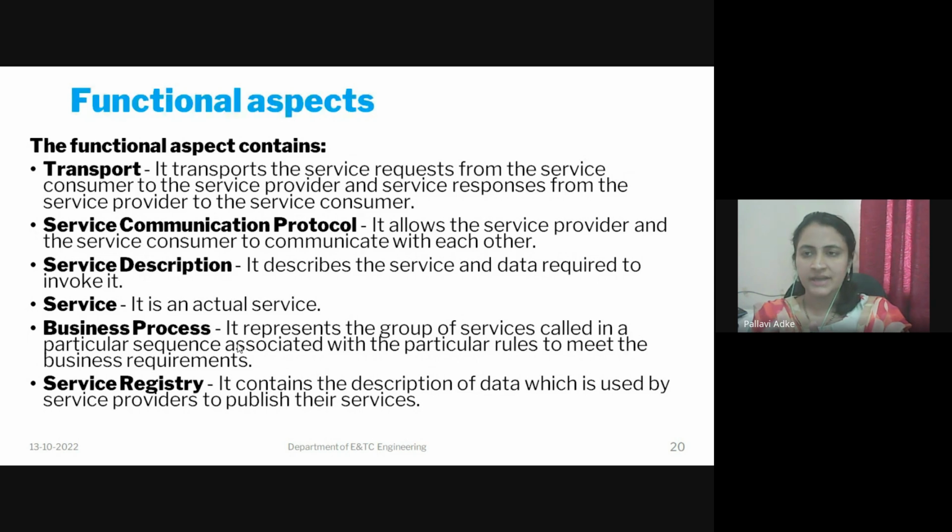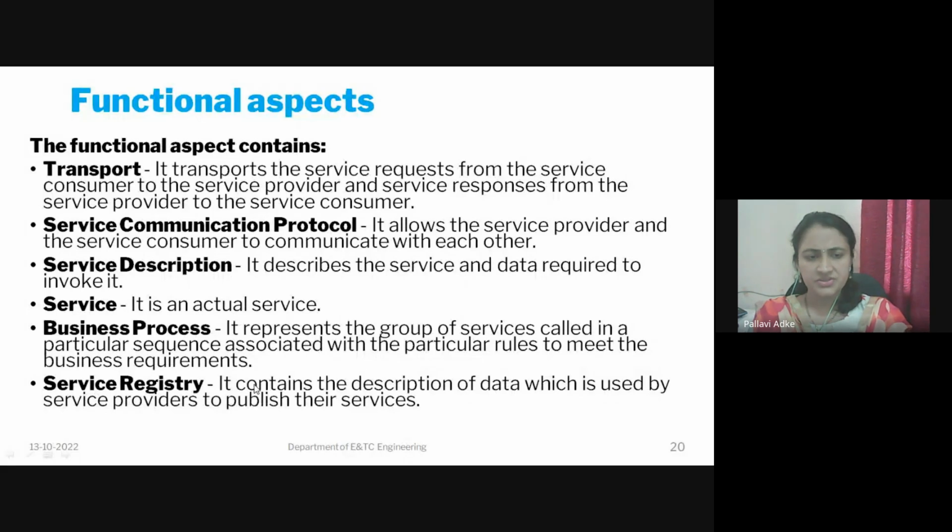It's not like randomly, okay, this person you go and deliver this package. It doesn't happen like that. We have to follow these processes. So that is called a group of services called in a particular sequence. They have to follow all these steps. It will come through all these checks, and then only it will be delivered from the service provider to the service consumer.